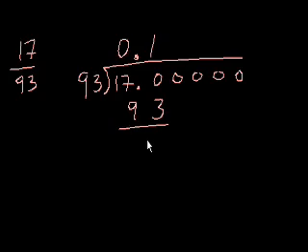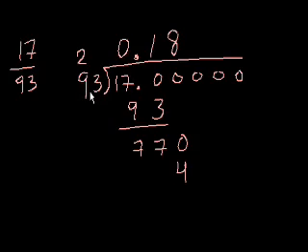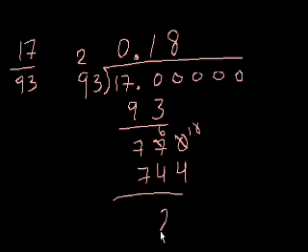170 minus 93 is 77. Bring down the 0. 93 goes into 770. Let's see. It'll go into it, I think, roughly 8 times. 8 times 3 is 24. 8 times 9 is 72. Plus 2 is 74. And then we subtract. 770 minus 744 is equal to 26. Then we bring down another 0.